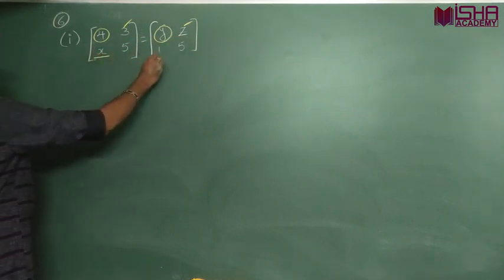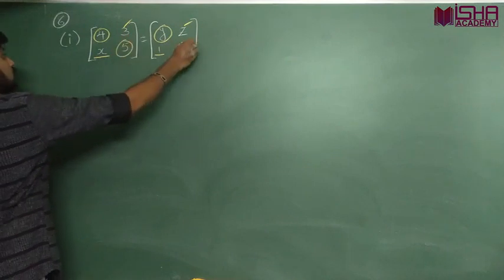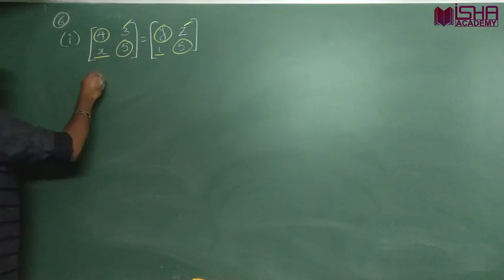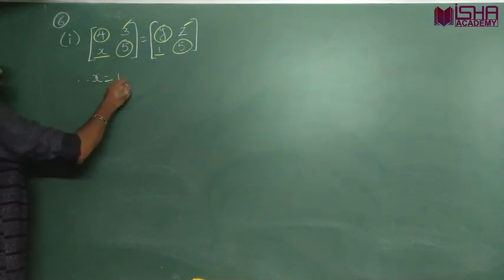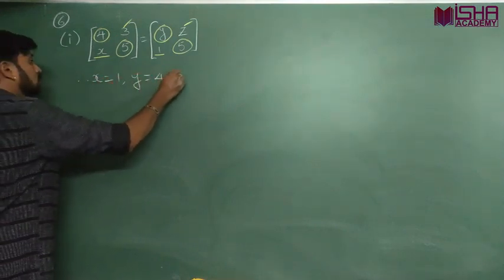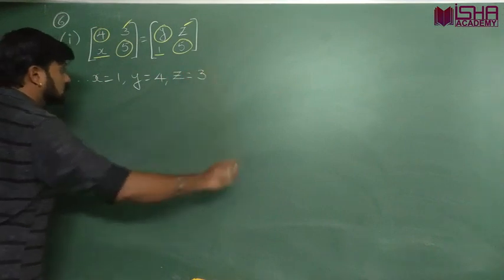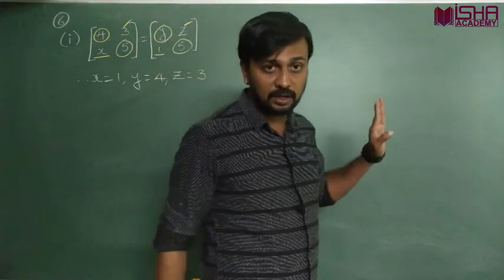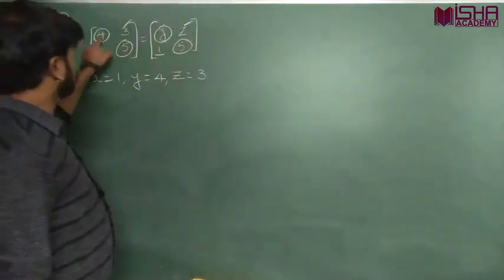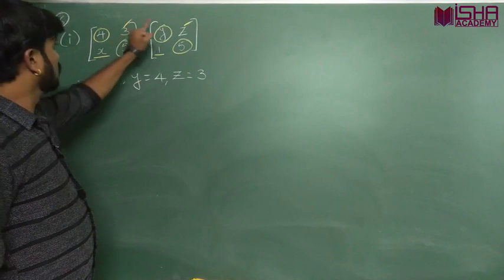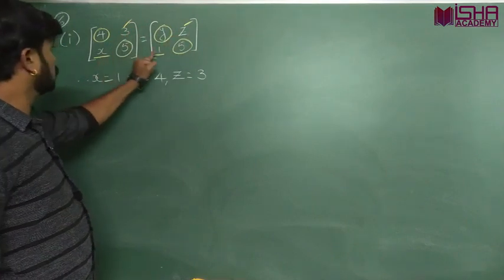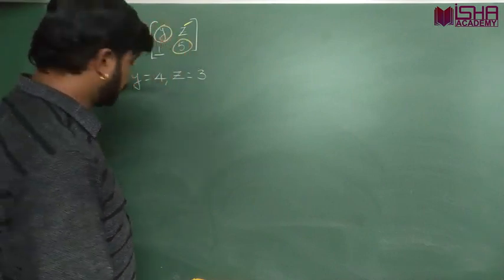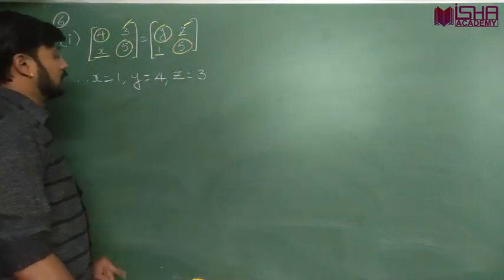And x equals 1, and obviously 5 equals 5, so leave it. Right? So therefore x equals 1, y equals 4, and z equals 3. Clear? So just equate the corresponding elements: 4 equals y, 3 equals z, x equals 1, and the last element 5 equals 5. Clear? So these are the values of x, y, z.